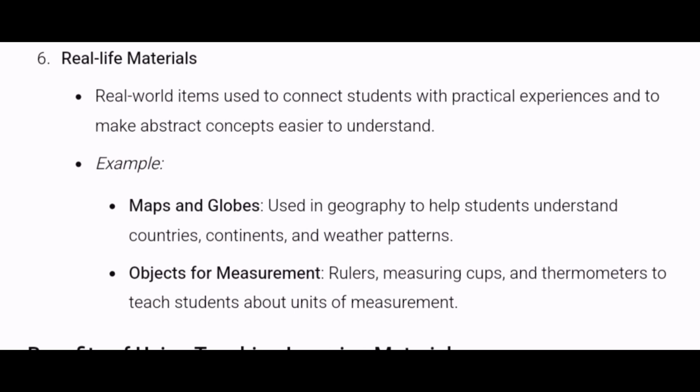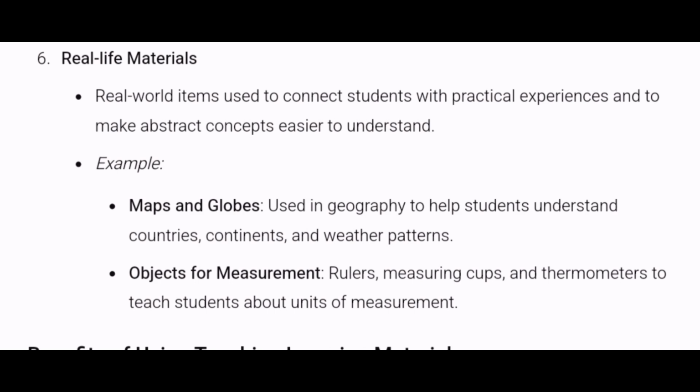Real life materials, real world items used to connect students with practical experiences and to make abstract concepts easier to understand. Maps and globes. So now you see we have maps, we have globes. Why? So that the students are able to connect their practical knowledge, their practical experiences with the abstract concept.